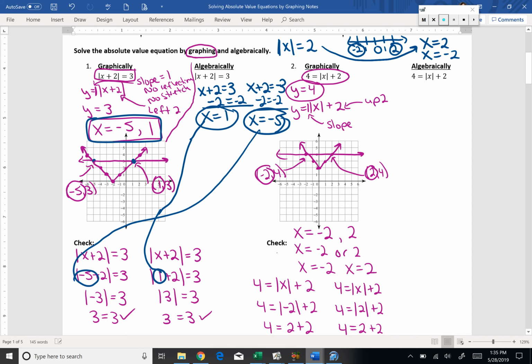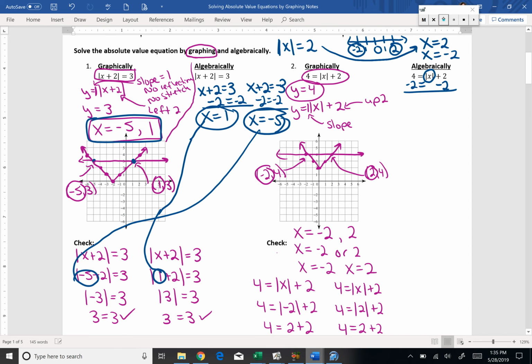Let's take a look at example number 2. Now example number 2, I don't have absolute value bars all by themselves. So before I can start thinking about negatives and positives and what could the absolute value be, I need to get this absolute value all by itself first. So how do I move that plus 2 out of the way? How do I get that plus 2 to the other side? Minus 2, yeah. So let's subtract the 2.